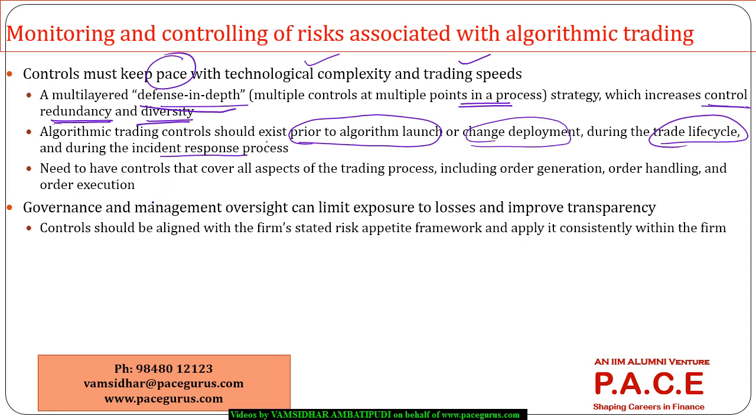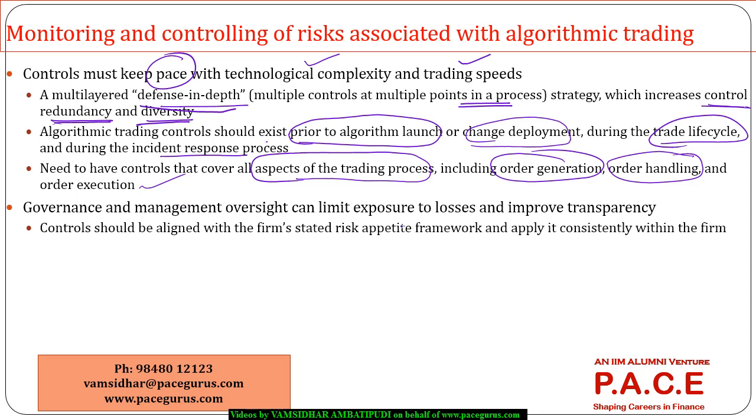That is one thing which we expect if the algorithmic trading activity needs to be really successful. So we need to have controls not just at one single point, but it should cover all aspects of the trading process. Right from order generation, I should have appropriate controls in place. For order handling, appropriate controls should be there, and even for the execution of the orders, the right set of controls need to be in place.